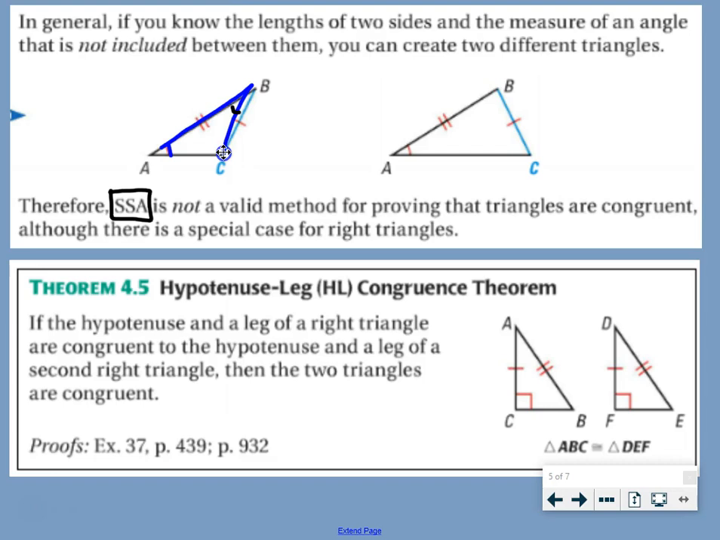Theorem 4.5 is the hypotenuse leg congruence theorem. So this is our special case for right triangles. If the hypotenuse and a leg of a right triangle are congruent to the hypotenuse and a leg of a second right triangle, then the two triangles are congruent. Now this is the only time that side-side angle works, and it's only for right triangles, which is why we call it the hypotenuse leg, because those are our terms for right triangles. So as long as we know a hypotenuse and a leg of a right triangle are congruent, then we can say the two right triangles are congruent.